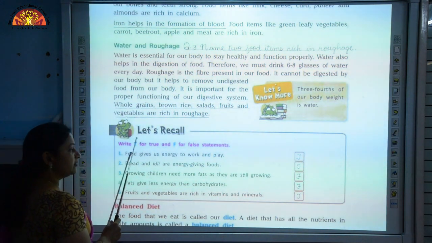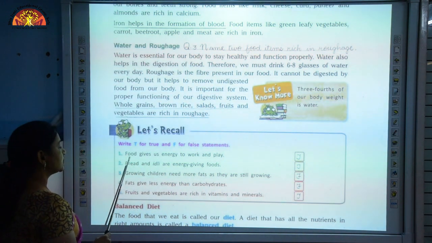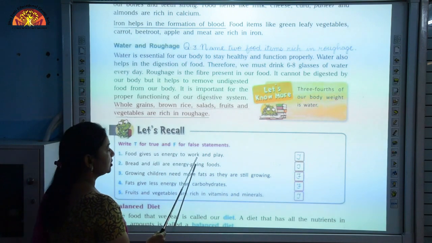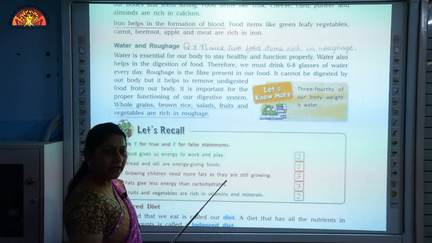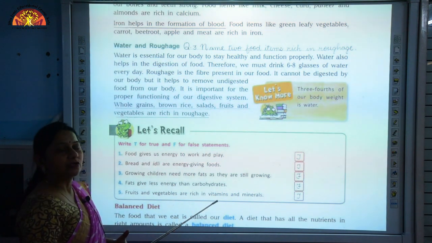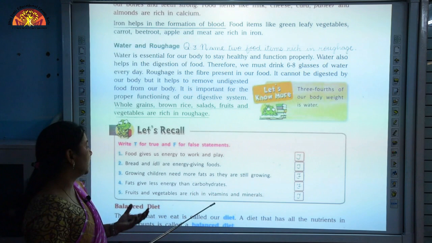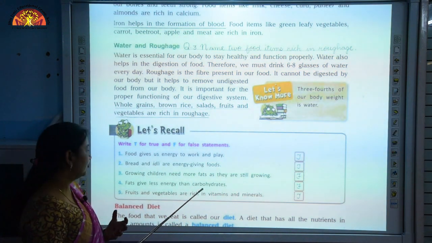You have to write T for true and F for false statement. The first one is food gives us energy to work and play. Yes children, this is a true statement because it gives us energy to work, play, run. All these activities are possible because of the energy which is obtained from food.